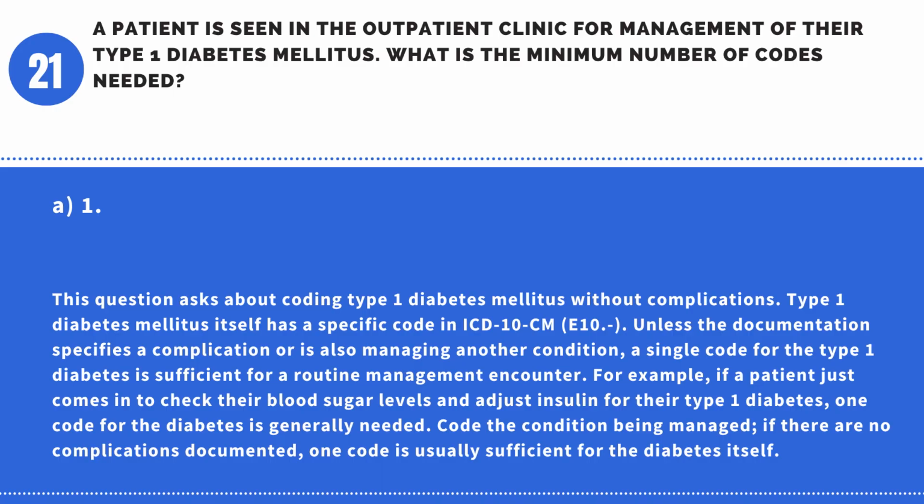For example, if a patient just comes in to check their blood sugar levels and adjust insulin for their type 1 diabetes, one code for the diabetes is generally needed. Code the condition being managed. If there are no complications documented, one code is usually sufficient for the diabetes itself.